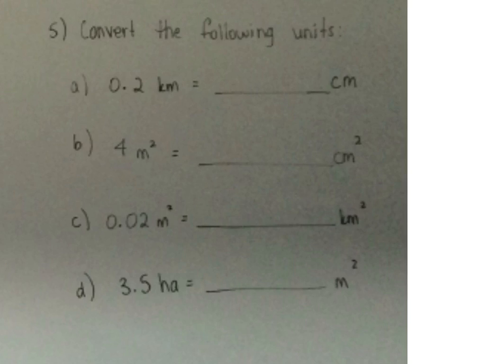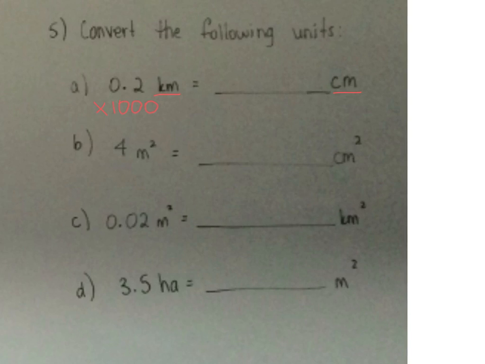The first question was a straightforward length conversion, asking us to take 0.2 kilometres and convert it into centimetres, which means we're going to have to do a double conversion. First, we need to multiply that 0.2 by 1,000 to take it from kilometres into metres, knowing that there are 1,000 metres in a kilometre.